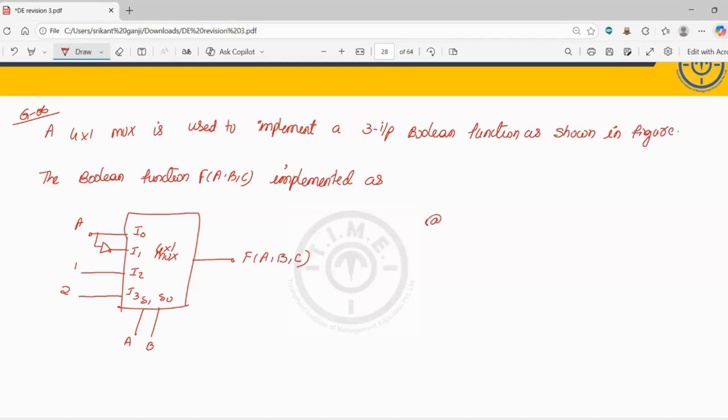Option C is written as f of A comma B comma C equals sigma 1 comma 2 comma 4 comma 6. So directly I am writing sigma 1 comma 2 comma 6. Sigma 2 comma 4 comma 5 comma 6. And the D is sigma 1 comma 5 comma 6.